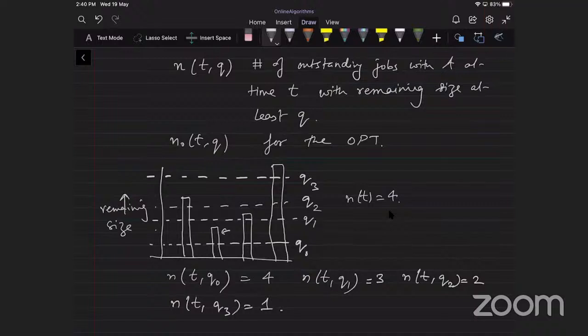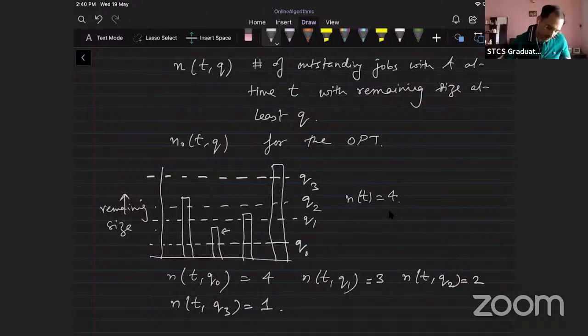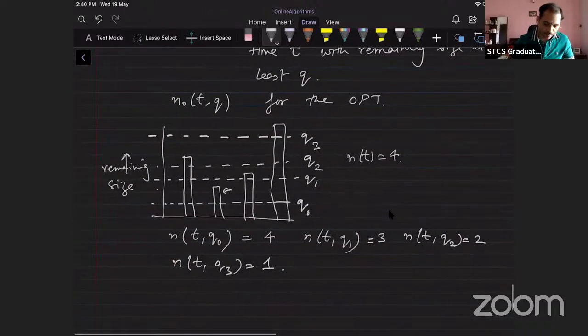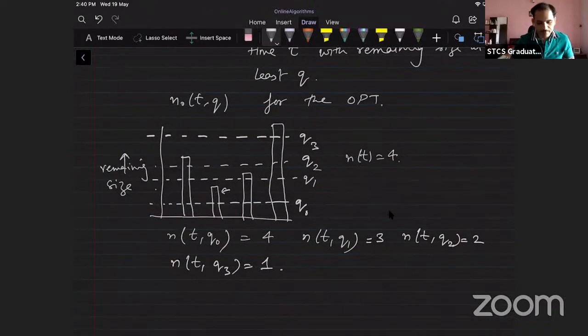Yes. It's not a histogram, it is the frequency of how many. It's like a CDF or inverse CDF, if you know what I'm talking about. So that's what this is.